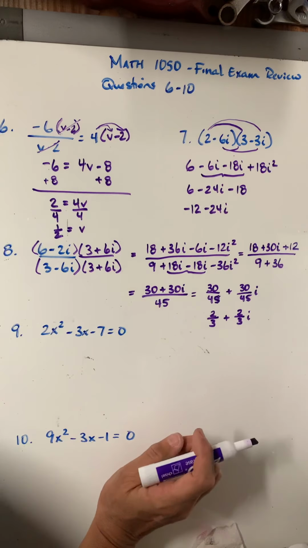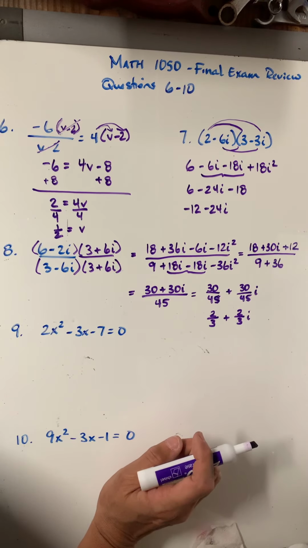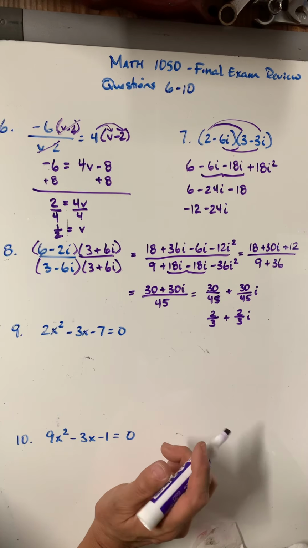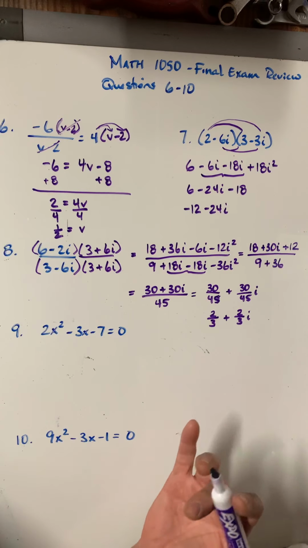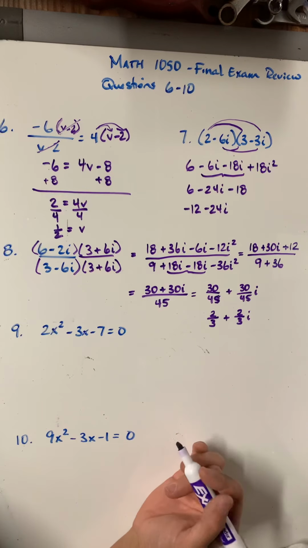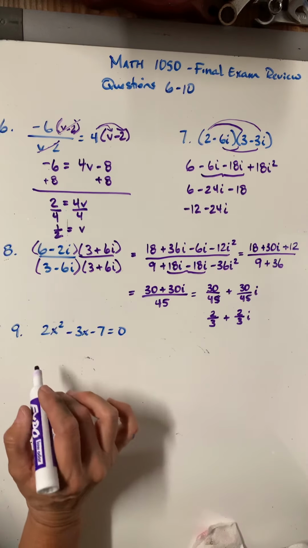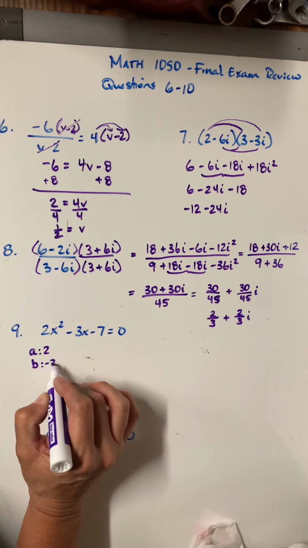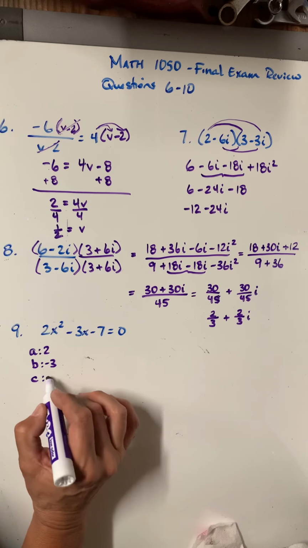Okay, question 9, they want us to use the quadratic formula, and they're asking for the exact answer. So that means if the square root isn't a perfect root, we would leave numbers in that square root. So here my a is 2, my b is -3, my c is -7.